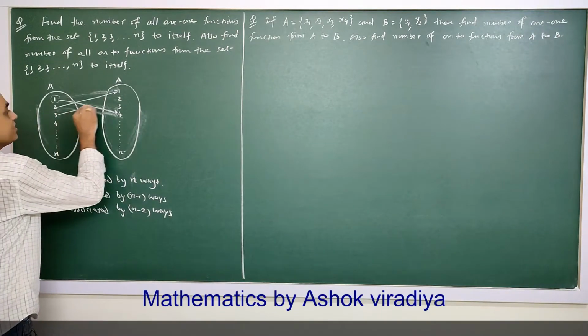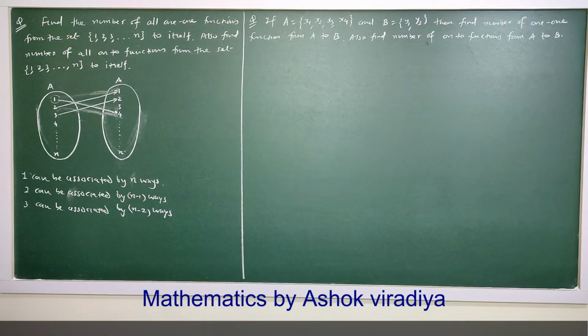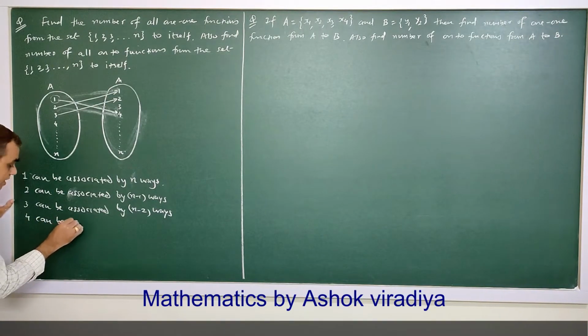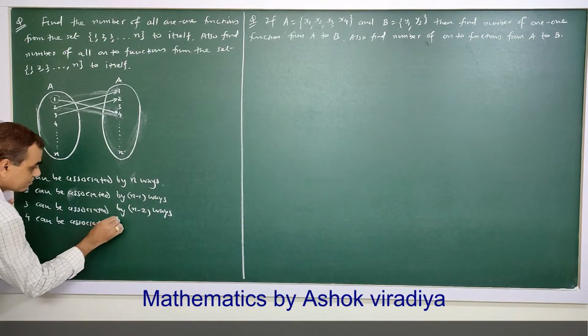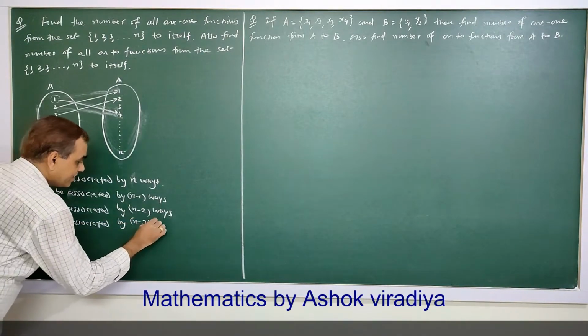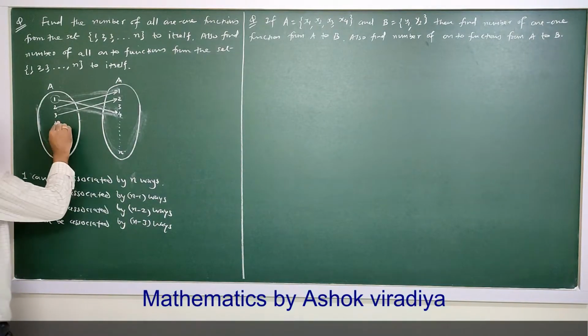Suppose 3 is connected with 2. Now 3 is connected. So 3 choices are taken out of n. Out of n, 3 are taken. Now how many are left? n minus 3 are left. So for the next number there are n minus 3 choices left. So 4 can be associated in n minus 3 ways. Suppose 4 is connected with this number.